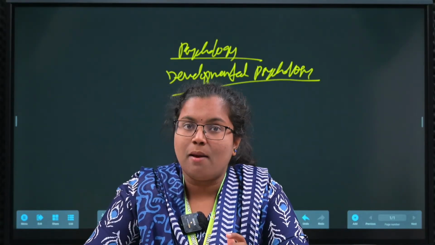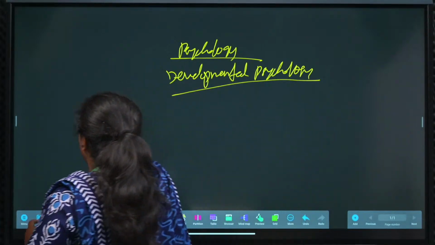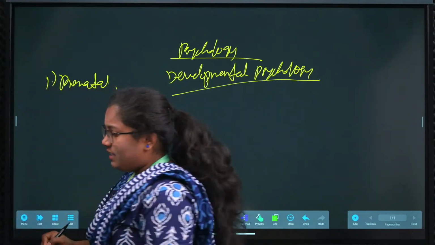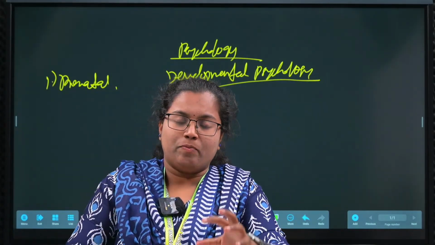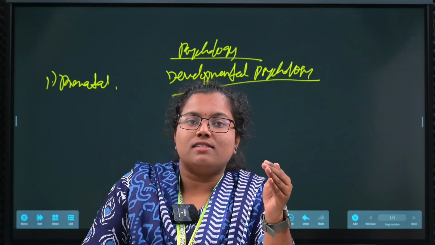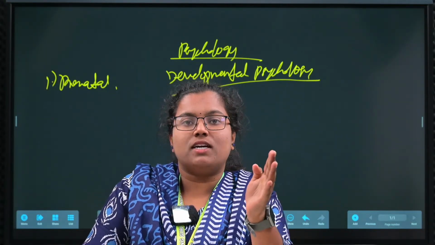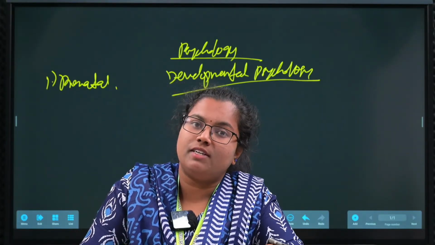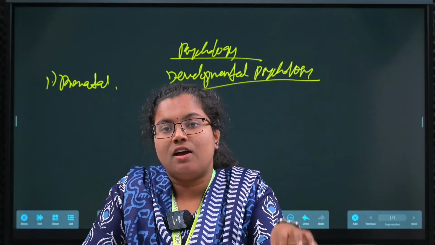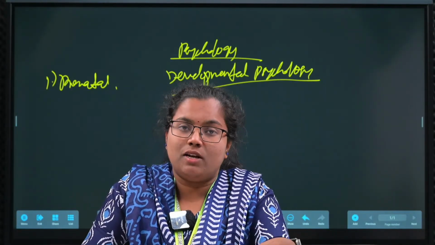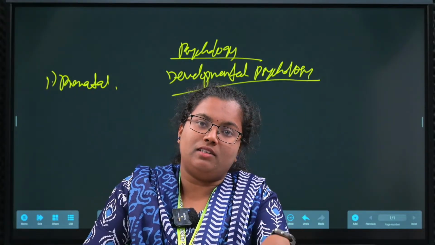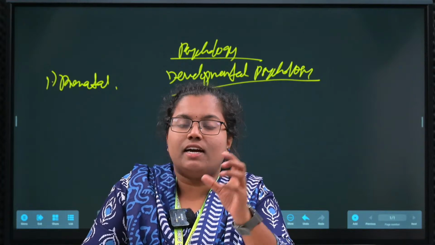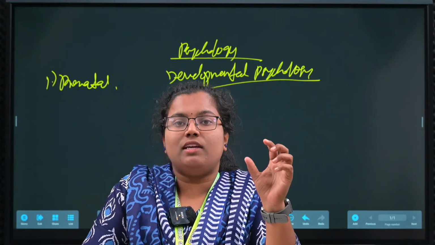So what is the first one? The first one is prenatal. Prenatal means when the conception process starts, from conception until childbirth. Conception takes place, then zygote formation, after that fetus or embryo development in the uterus of the mother until childbirth, until delivery. That duration we call prenatal.